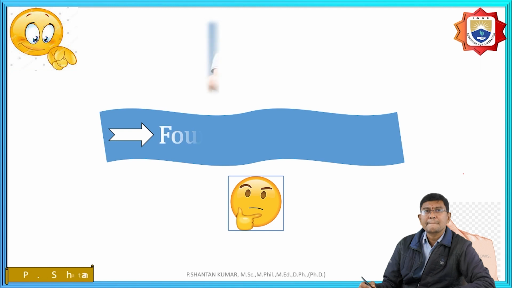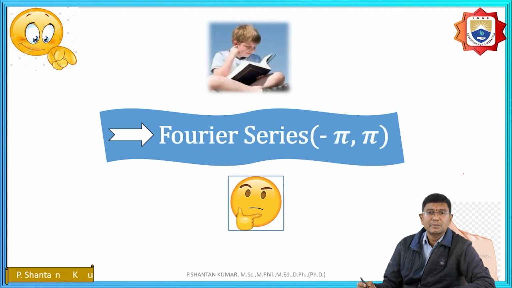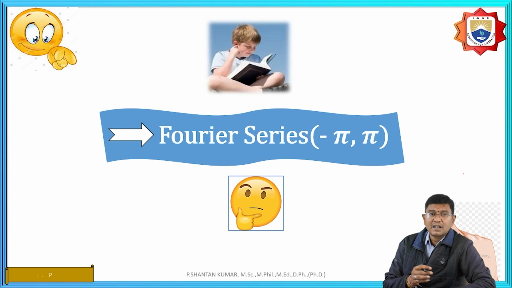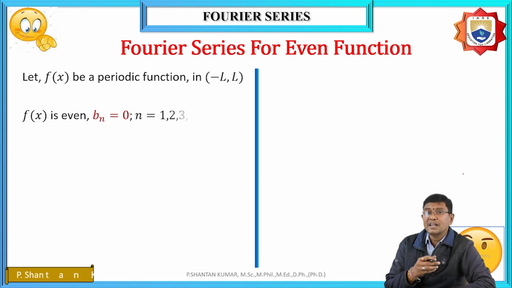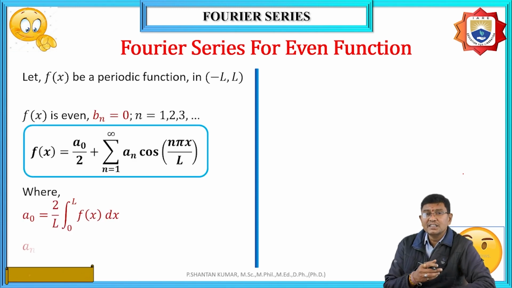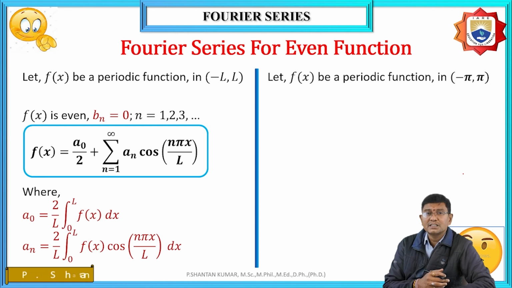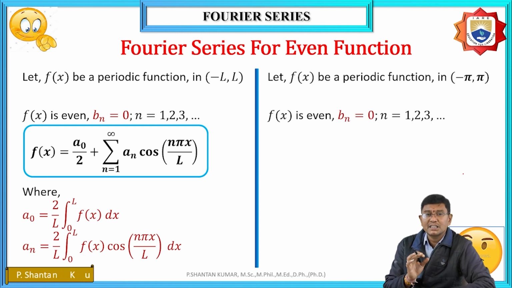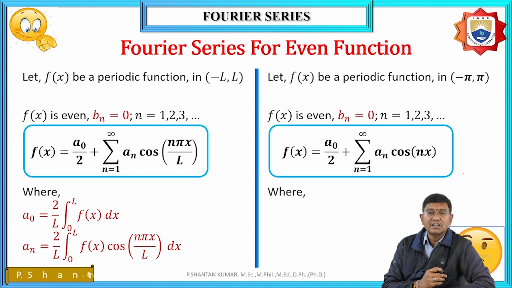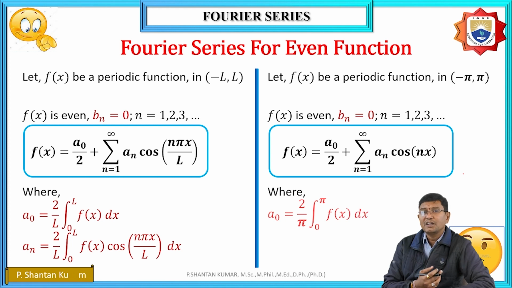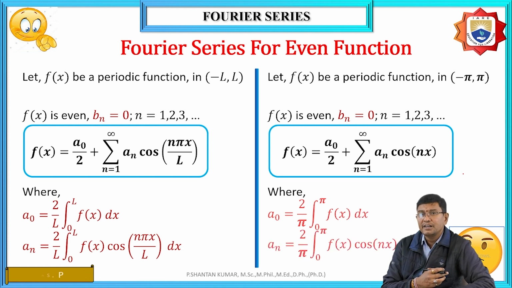And further, Fourier series in the interval minus pi to pi. That means in the flowchart, whatever is given, the limits are minus pi to pi. Then our concept is whether the function is an even function, an odd function, or neither. For an even function, we need to calculate only a naught and an. The formula is a naught equals 2 by pi integration 0 to pi f of x dx, after the modification because the function is even. And moreover, an is 2 by pi integration 0 to pi f of x into cos nx dx.